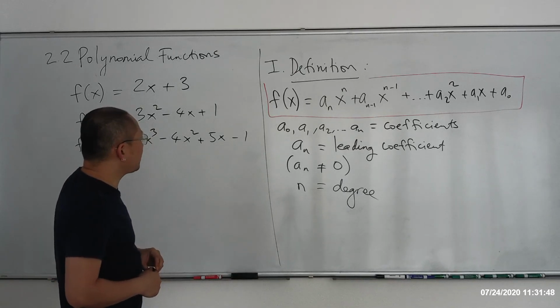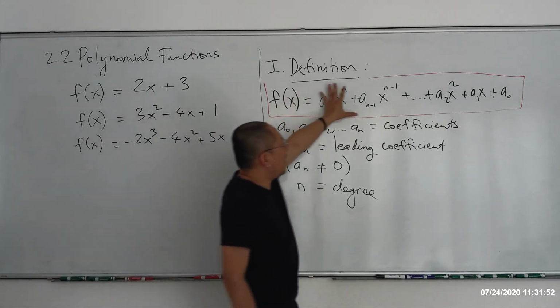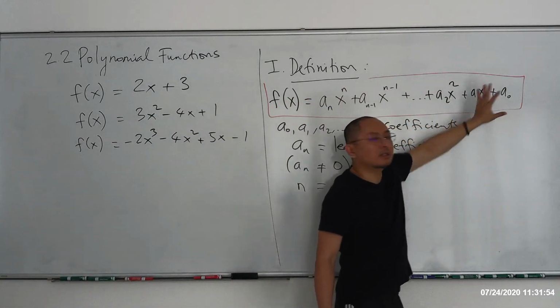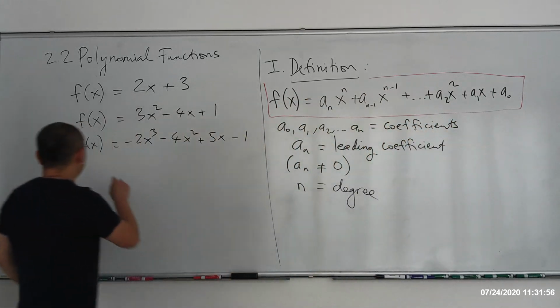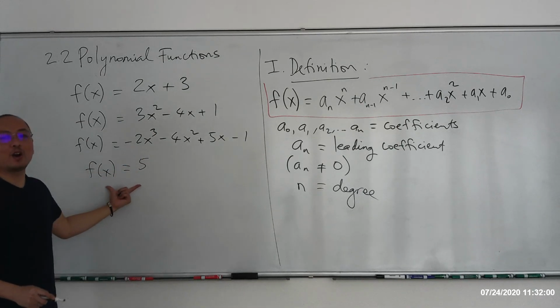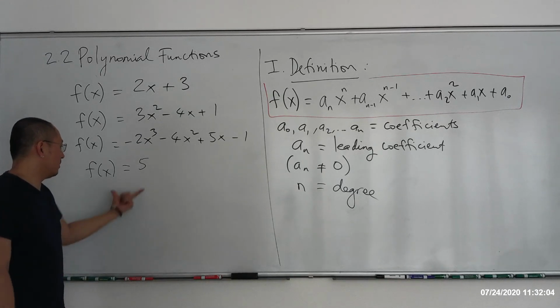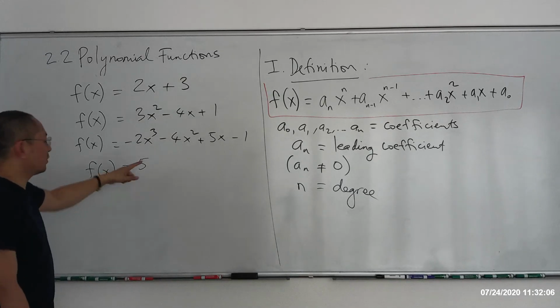We have a very special one, that's degree 0 polynomial. Means what? You don't have any x terms in here, only the constant at the end. For example, f of x equal to 5. This is a polynomial function. But actually, people don't usually call it a polynomial. It's a constant function, y equal to 5.